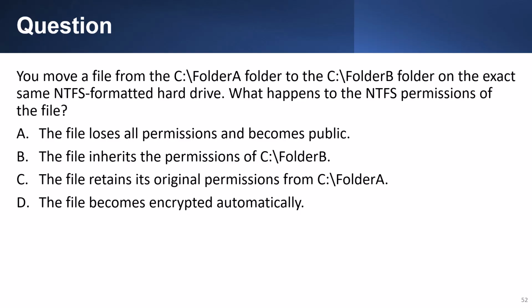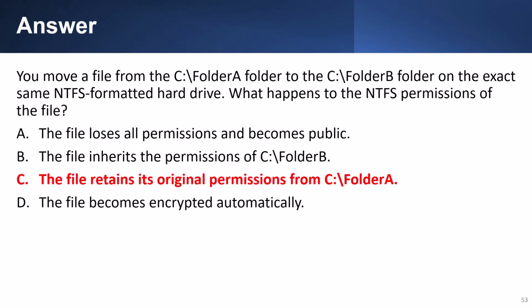Question: you move a file from the C:\folder A folder to the C:\folder B folder on the exact same NTFS formatted hard drive. What happens to the NTFS permissions of the file? Answer: the file retains its original permissions from the C:\folder A.